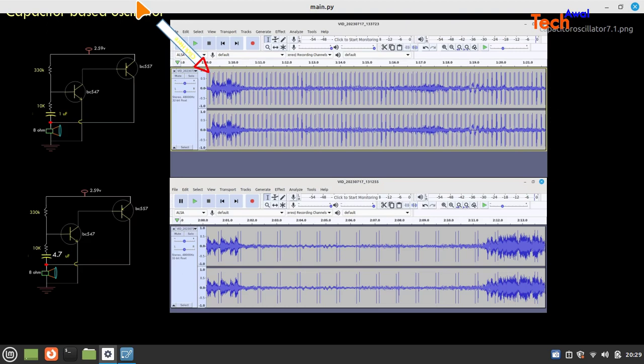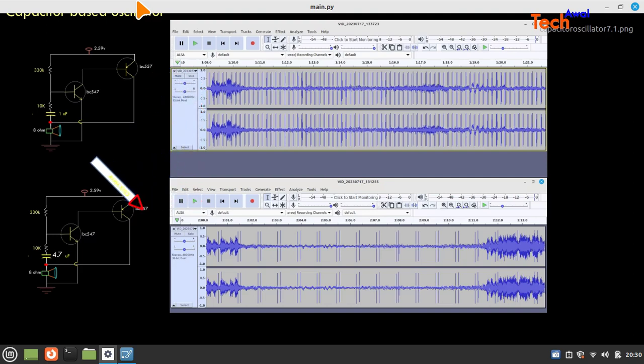So if I take one, how much charge it takes? 2, 3, 4, 5, 6, 7, 8, 9, 10, 11, 12, 13, 14, 15, 16, 17, 18, 19, 20, 21, 22, 23. So probably within less than 4 seconds, 23 times it is charging and discharging.